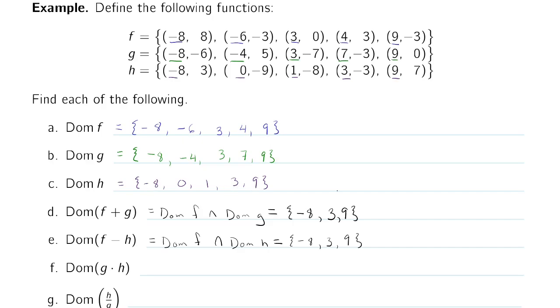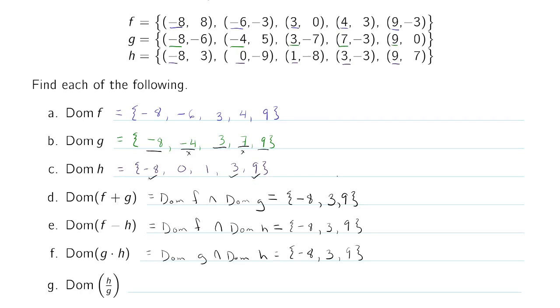For the domain of g times h, that's going to be the domain of g intersect with the domain of h. So now I'm going to go through the domain of g and see what's also in the domain of h. -8, also in the domain of h. -4, not in the domain of h. 3, also in the domain of h. 7, not in the domain of h. 9, also in the domain of h. It happened that all three of those were the same.